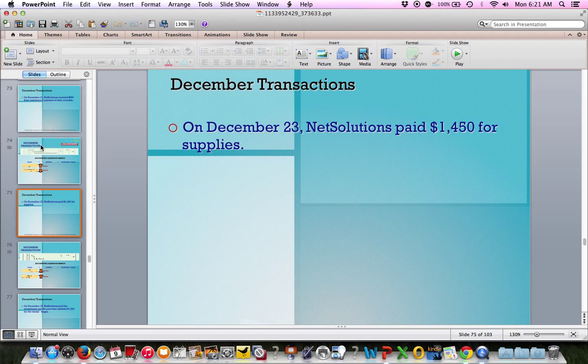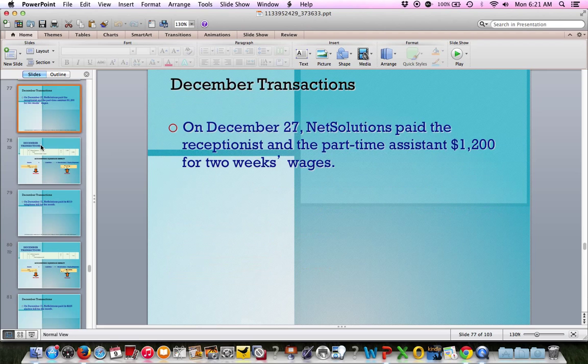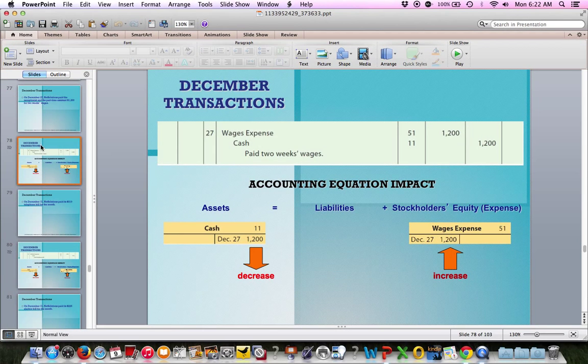And then I'm going to buy some supplies. It says paid, so the word paid means that cash is involved, so we'll debit supplies and credit cash, so one asset goes up and one goes down. And then we're going to pay our receptionist for 2 weeks' wages and our part-time assistant. This time it's a little bit more than last time, $1,200. And so again, we'll debit wage expense and we'll credit cash.